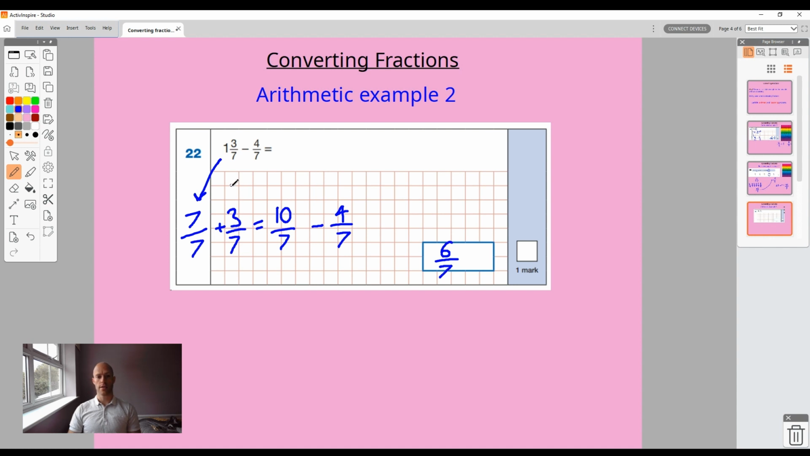The question is just testing that you can split this mixed number into an improper fraction. It's called a mixed number because it's a mix of an integer, a whole number, and a fraction together. You split it into an improper fraction, 10 sevenths, take away 4 sevenths, and we're on to 6 sevenths. Hopefully this method starts to click a little bit.